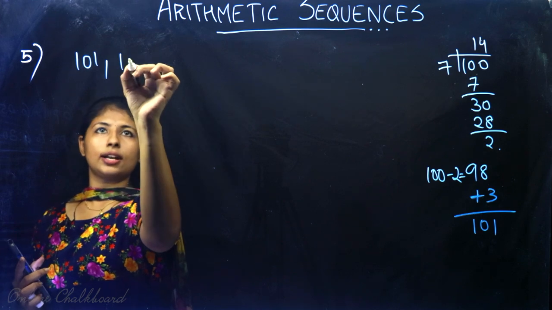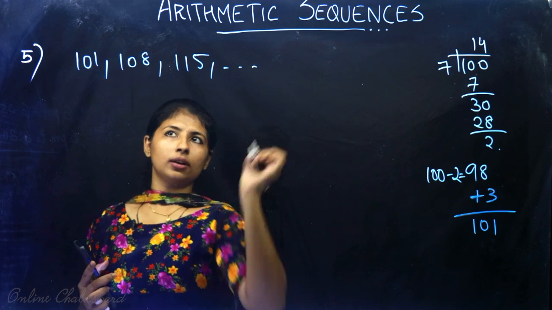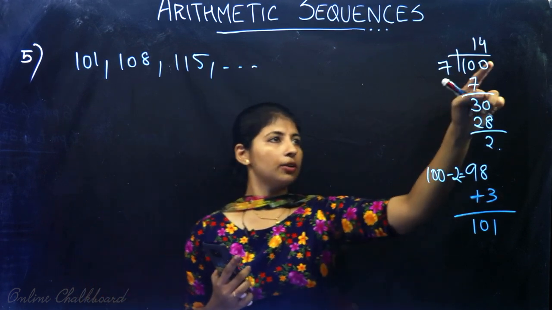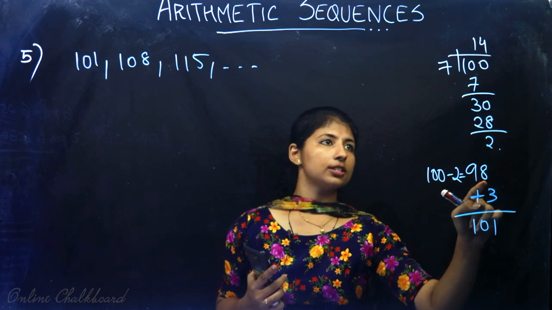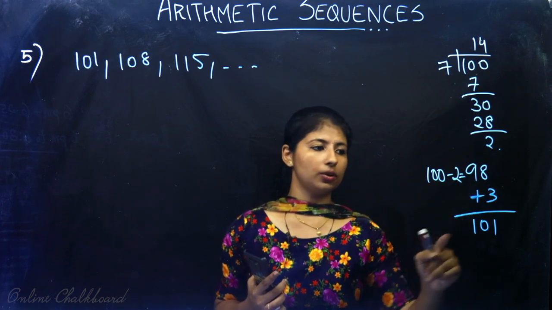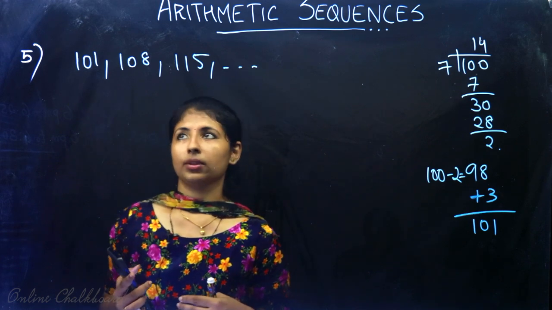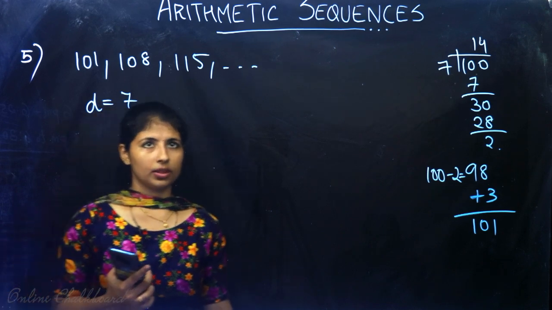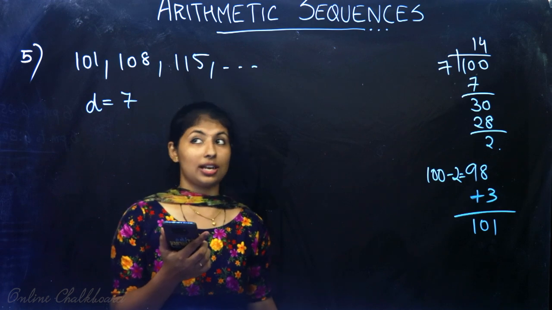Add 7, 108, add 7, 115. So, this is the given arithmetic progression. 101 is the first 3-digit number which leaves remainder 3, found from the last 2-digit number divisible by 7 plus 3. So, the common difference is 7. Now we need to check which is the last 3-digit number.